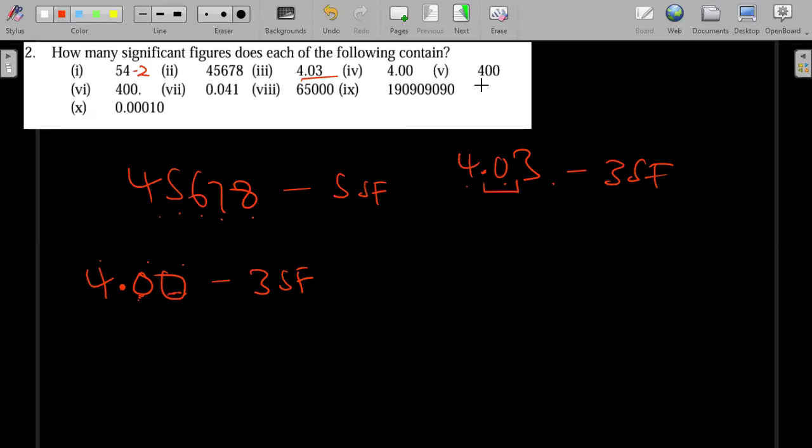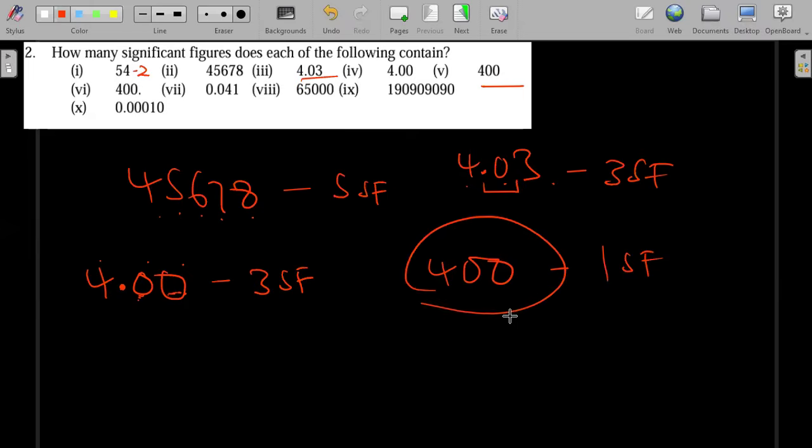Okay. What about this number on 5, which is 400? This one here, we're going to say it has 1 significant figure. Why? Because there's no decimal point in this number. So these 2 zeros are considered as not significant. All right, so we continue with 400, and then there's a point at the end there. Because of this point, we're going to count this 0 and that 0 as what? Significant. So this number will have 3 significant figures.